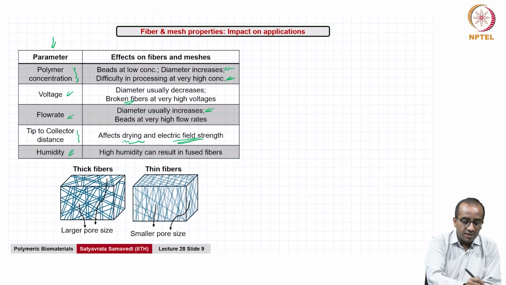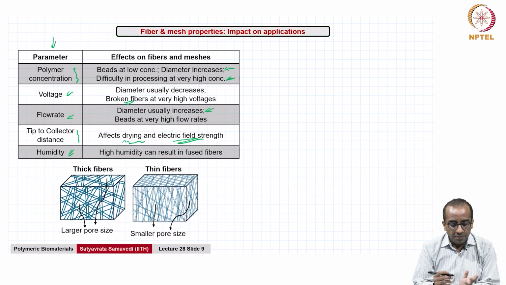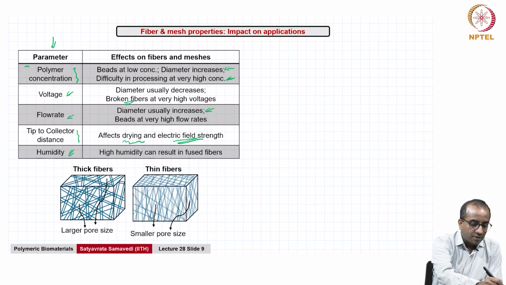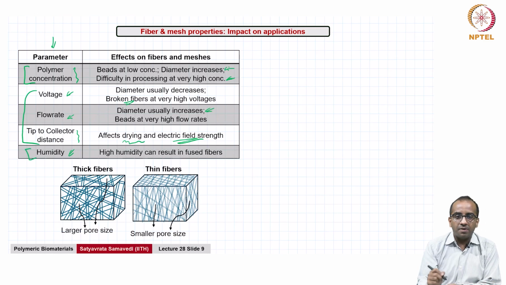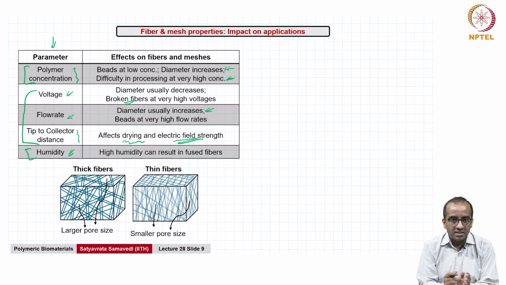And of course humidity, which is an ambient parameter. So this is a solution parameter. These are operating parameters. This is an ambient parameter. Just one or two quick examples from each category. Very high humidity again will prevent drying, thus resulting in fused fibers with circular pores, right?